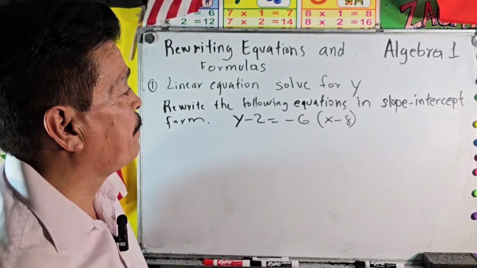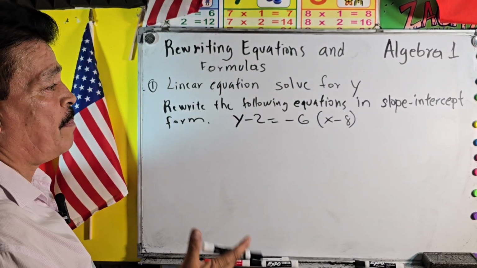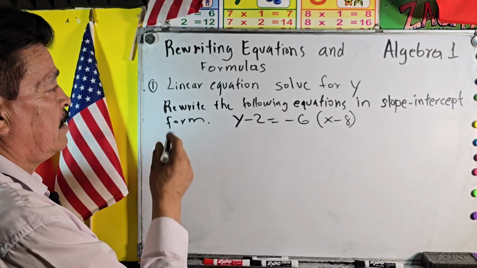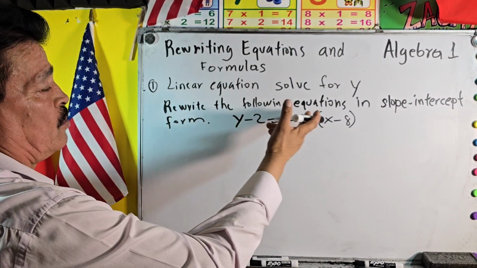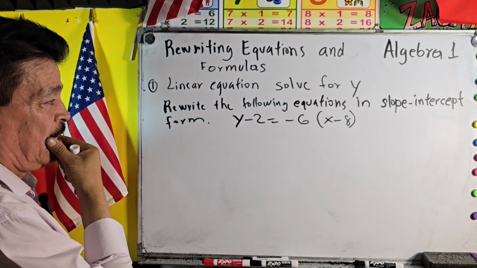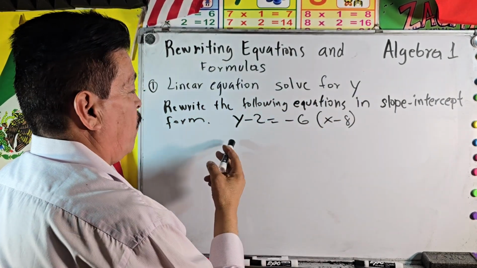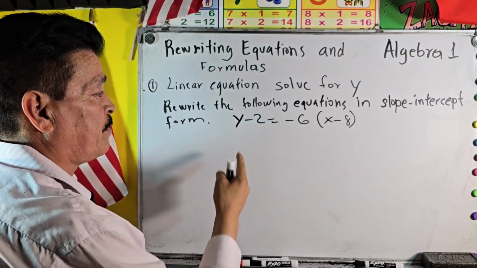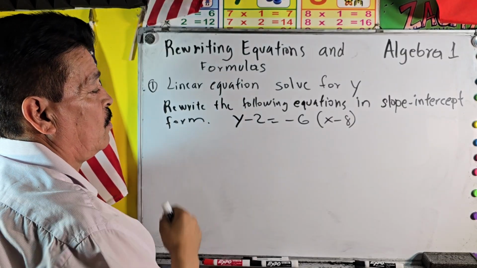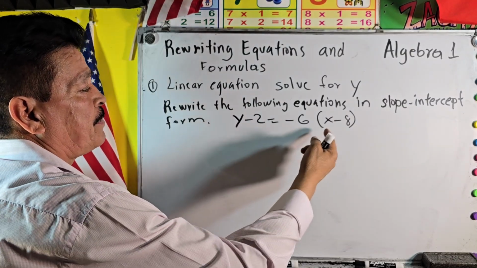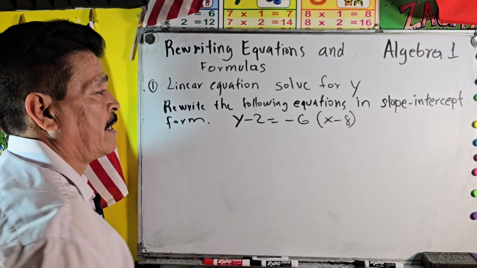Okay, so I have one problem here. It says a linear equation solved for y. Rewrite the following equation in slope-intercept form. We have one example here: y minus 2 equals negative 6 times (x minus 8).